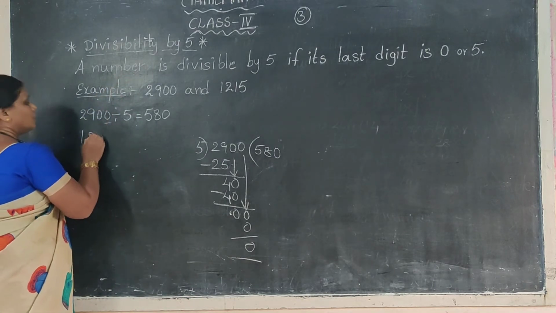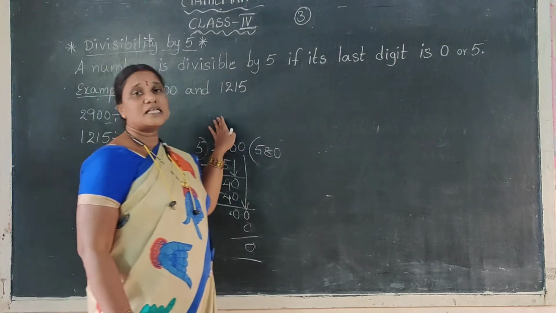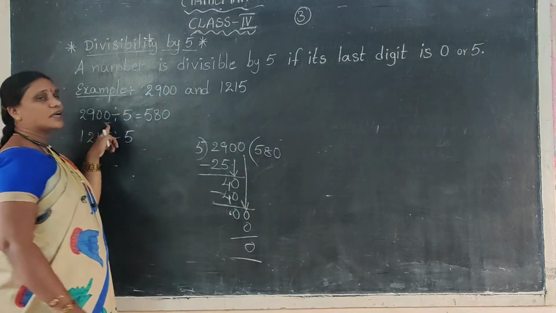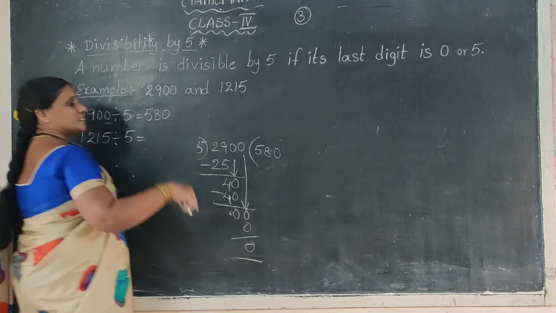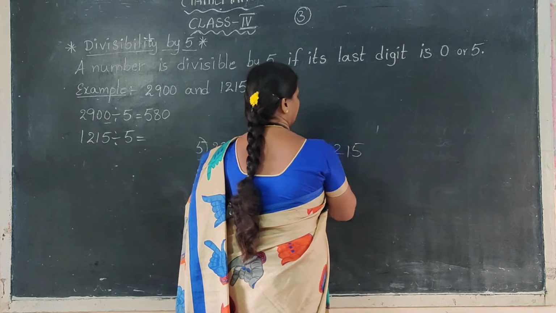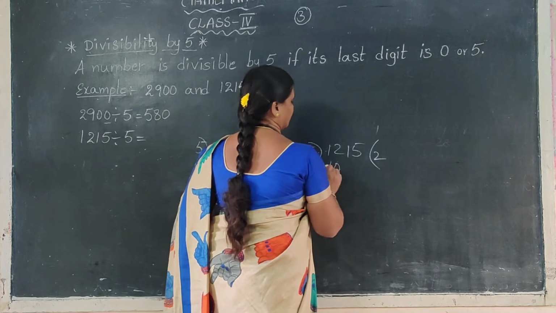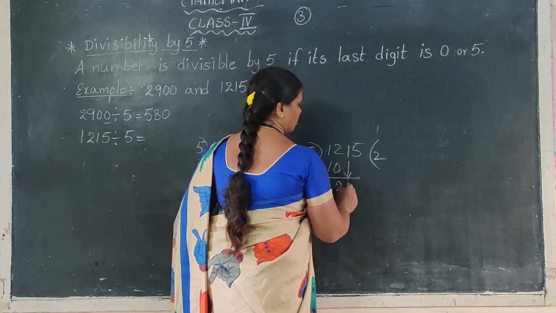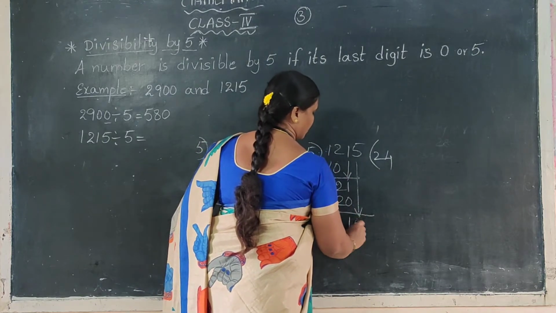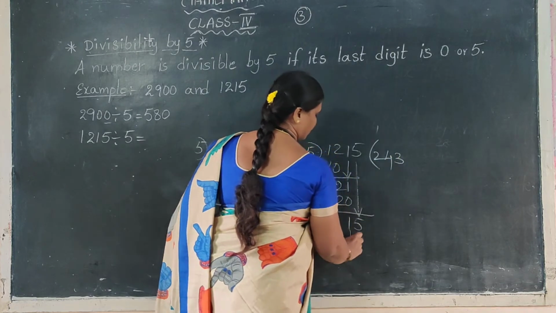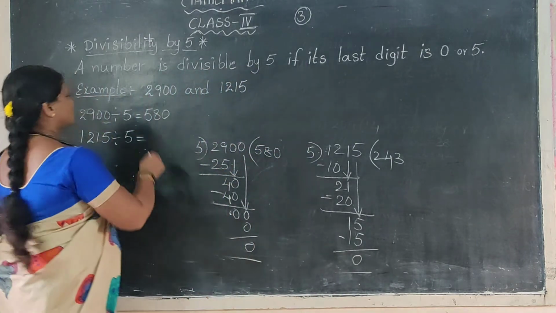Next, 2115 divided by 5. A number is divisible by 5 if the last digit is 0 or 5. Here the last digit is 5, so it is divisible by 5. By this rule it is divisible. Now do the division: 5 ones are 5, 5 twos are 10, 2 minus 0, 2, 1. 5 fours are 20. 1, 5. 5 threes are 15. The quotient is 423 times. So it is divisible by 5.